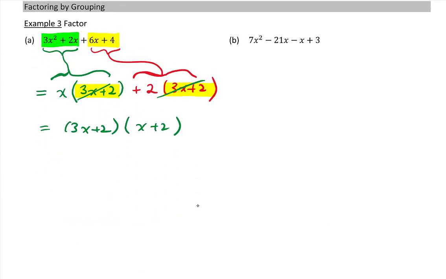So example B, what do they share in common? So let's start with the first two. The first two are divisible by 7x. What's left over? An x minus 3.